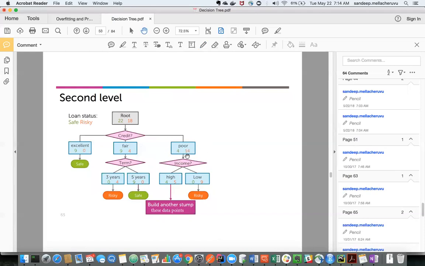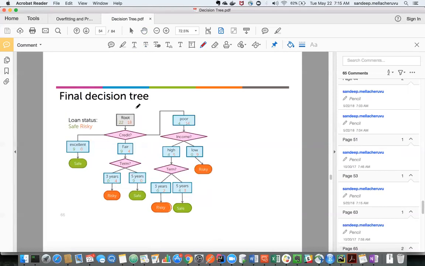And on the poor, out of 4 safe loans and 14 risky loans, we split on income again. We got income high as 4, 5, 4 safe loans and 5 unsafe loans or risky loans. Here we got another pure node. So here I don't have to build anything, but I have to build a decision stump on income equal to high. This is something I have to again split on. So this is the second level split. That's why it is saying second level.